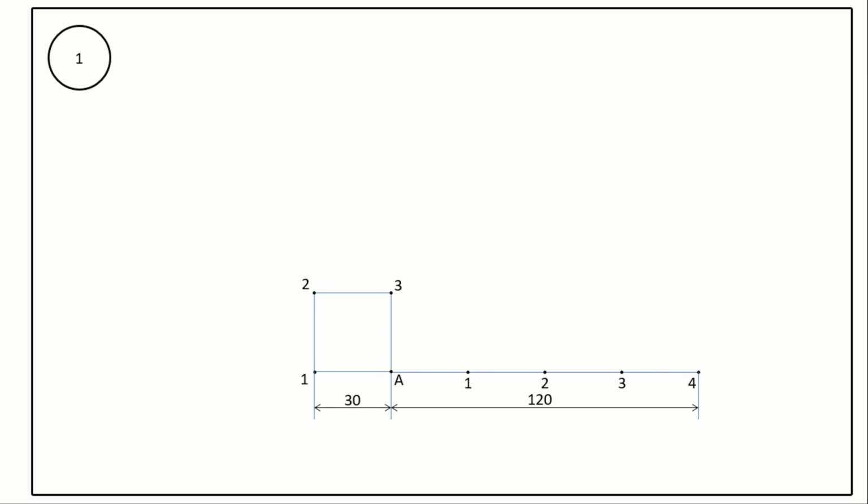Now, the distance between A and 1 is 30 mm, A and 2 is 60 mm, A and 3 is 90 mm, A and 4 is 120 mm. So, after drawing the square and a horizontal line of length equal to 120 mm, we will now start the construction of the involute. Let us now unwind the thread from all the four sides of the square.